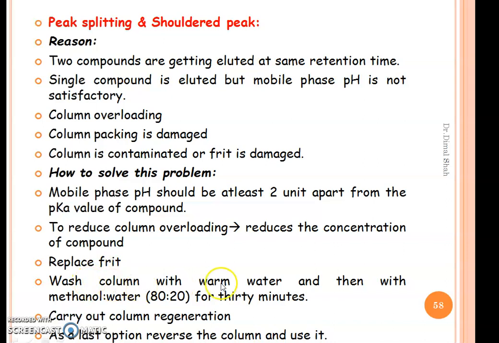Wash the column with warm water and then with methanol water 80-20 for 30 minutes. Carry out the column regeneration procedure. That is also another step that we can do. And the last option is to reverse the column and use it, so that whatever impurities, whatever particles have contaminated the column on the top can be removed by reversing it.